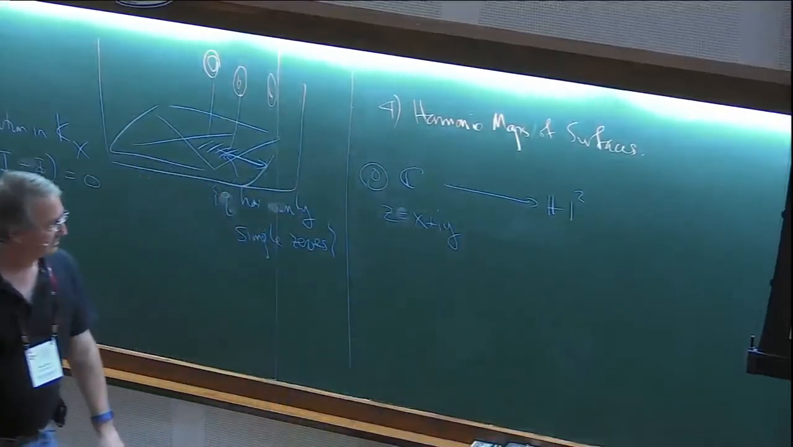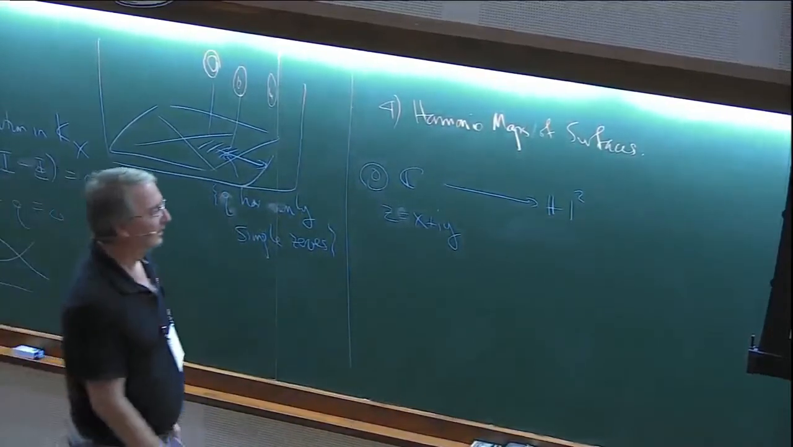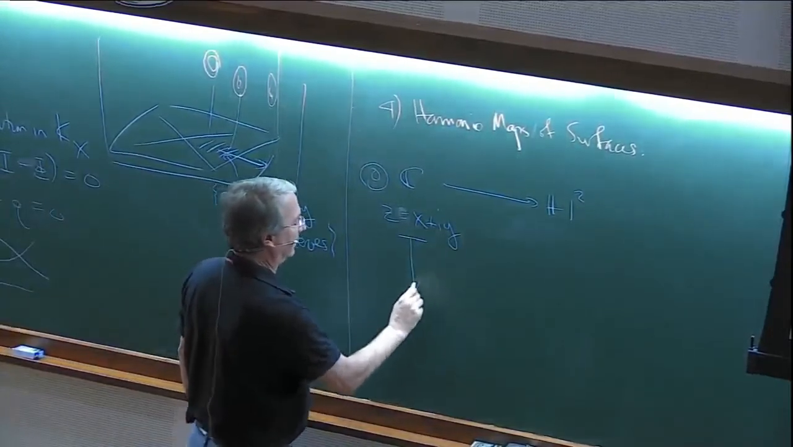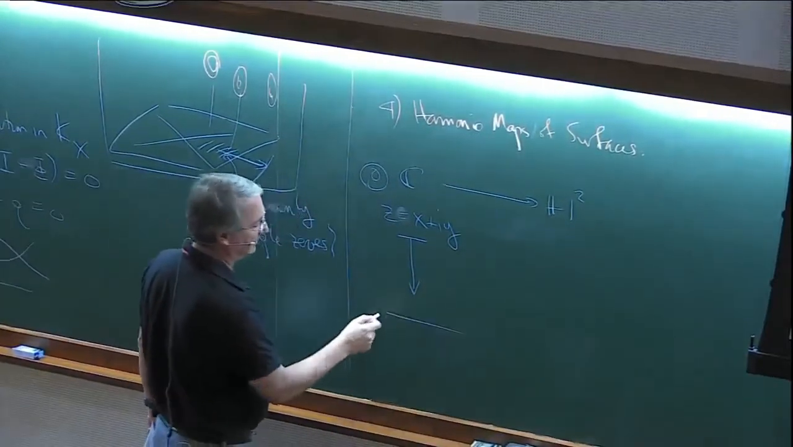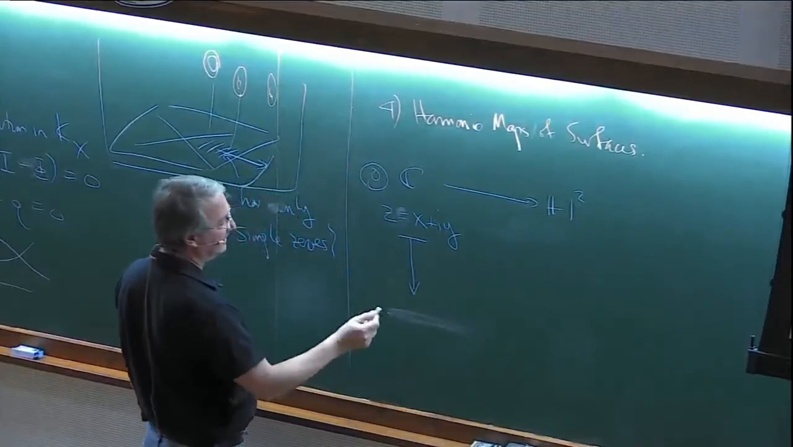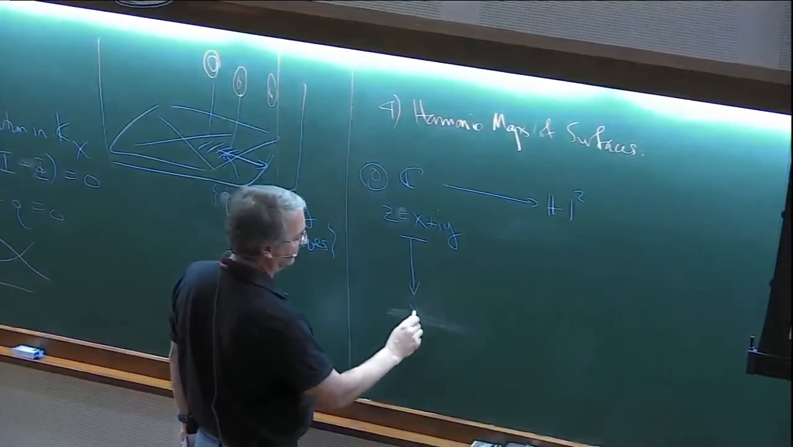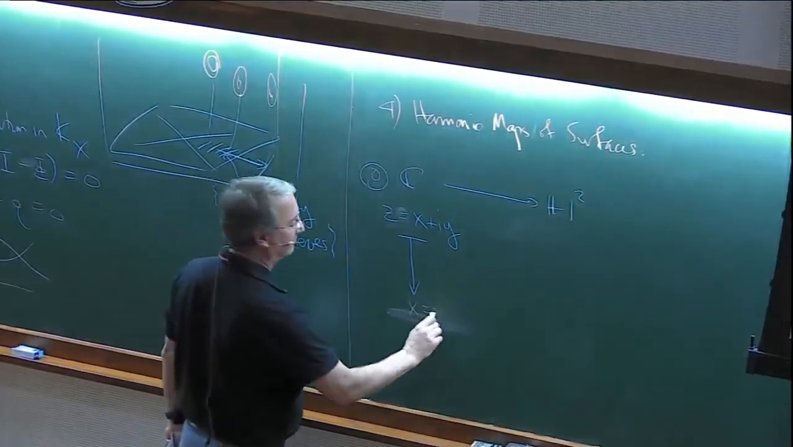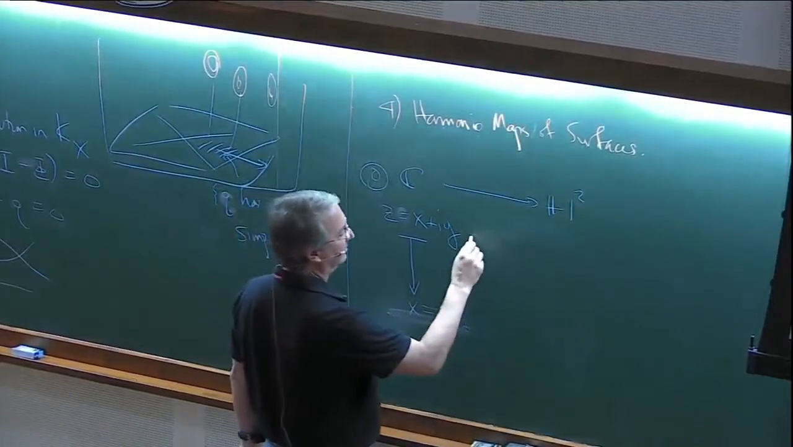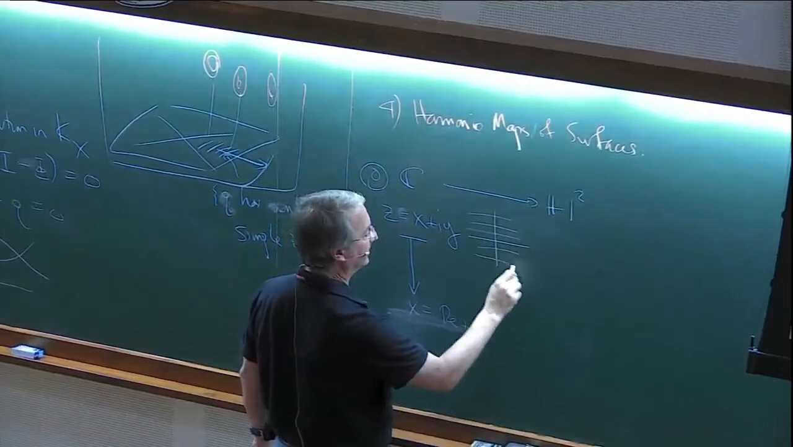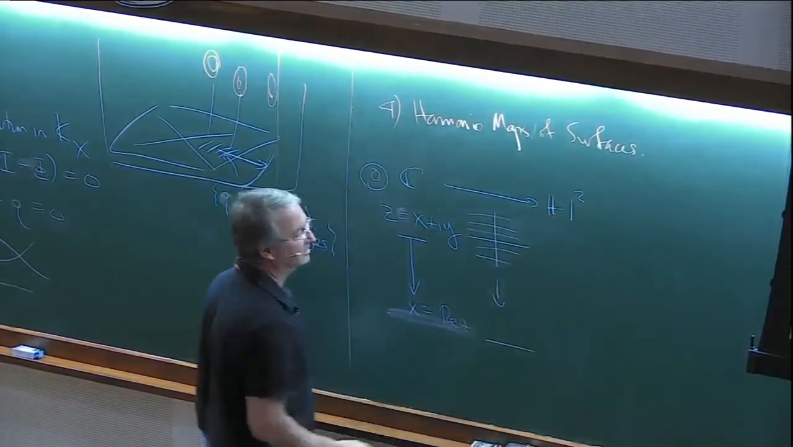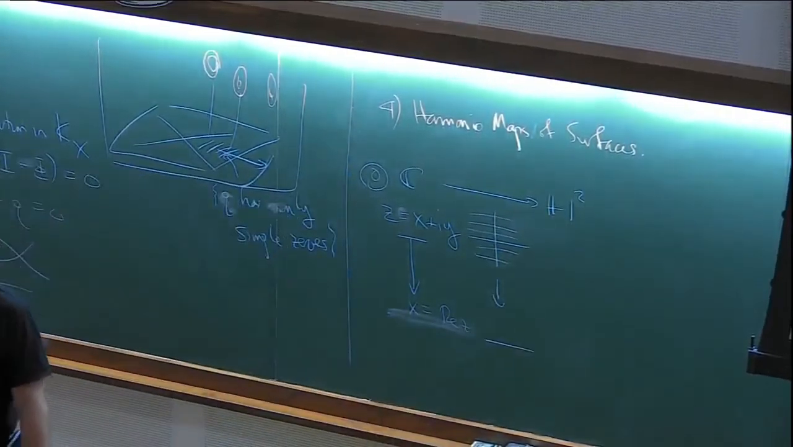I might have a complex coordinate z = x + iy, and maybe I don't know anything about harmonic maps. I know a little bit about harmonic functions. So I could take z = x + iy to x, the real part of z. In other words, I'm going to take the complex plane and map it down to the real line by just choosing the x coordinate.